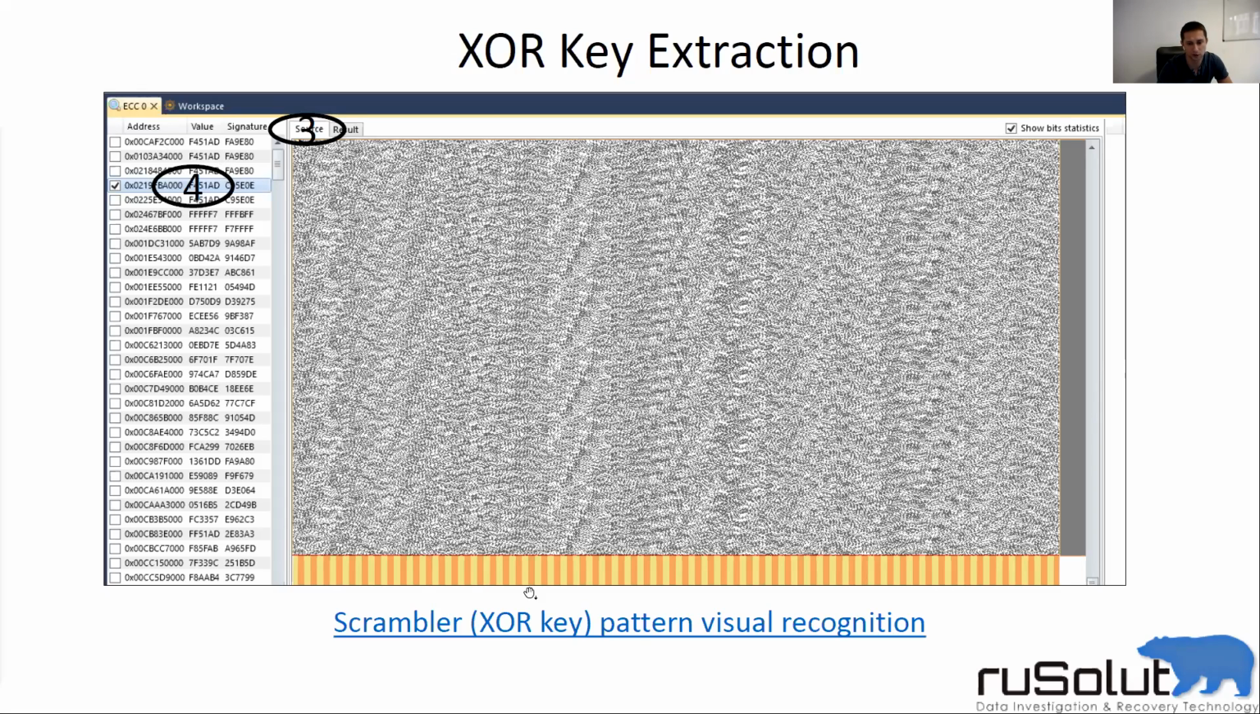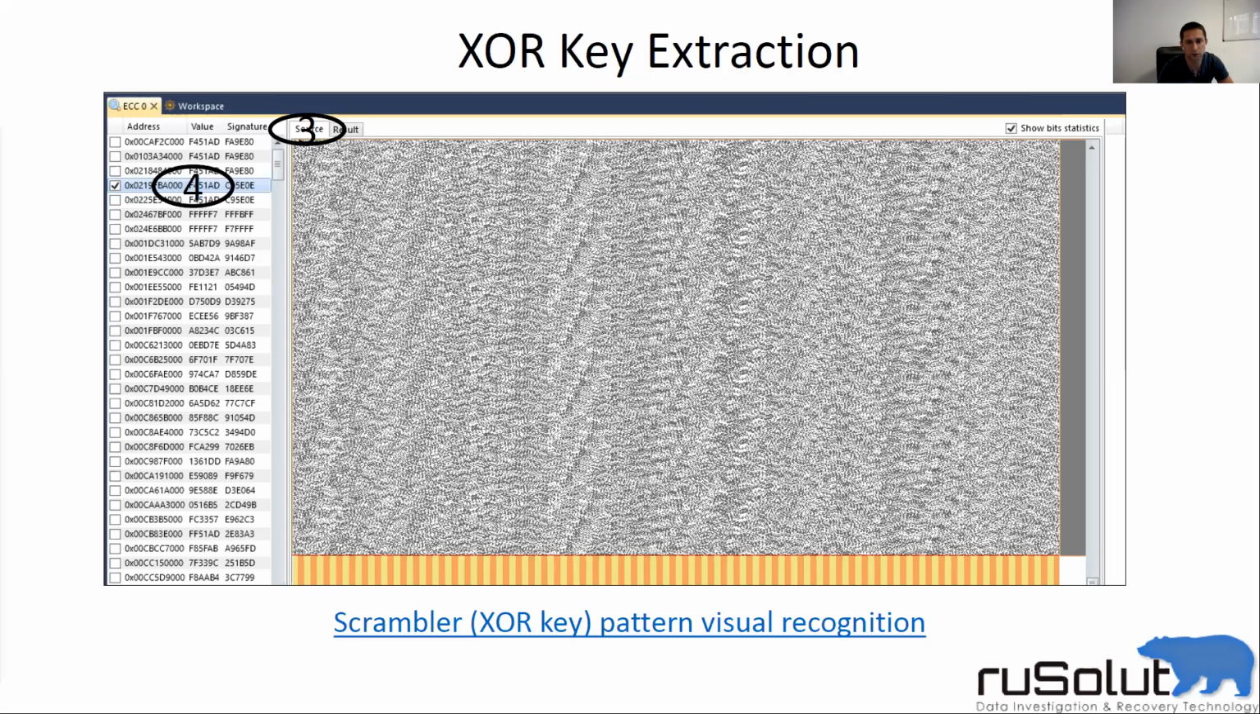And if everything is good, we'll see an XOR key pattern. By this link here, you can see how different XOR key patterns may look. And if you see something like this, then you may understand that this is an XOR key. This is not a data block, but an XOR key. And once you found it, that's good.